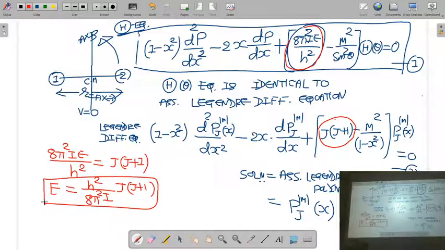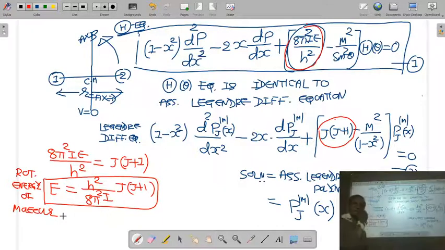So this equation gives the rotational energy of a molecule. Due to its rotation, the molecule possesses rotational energy.